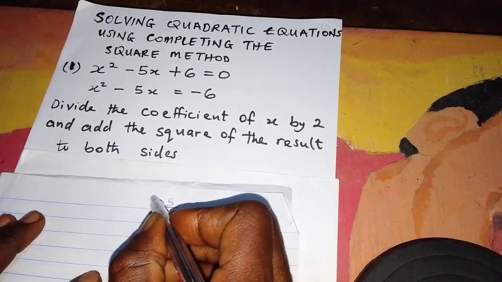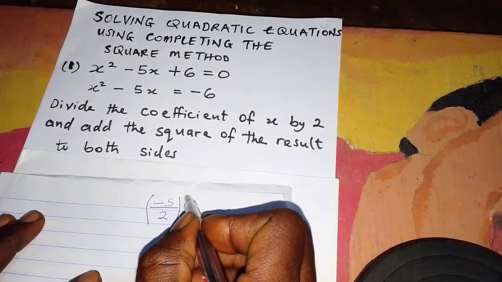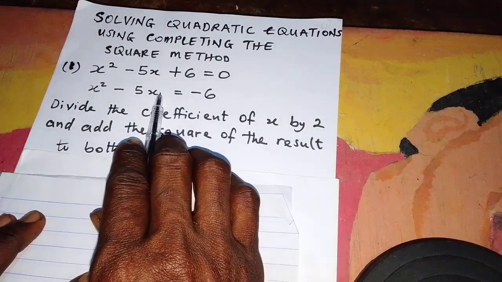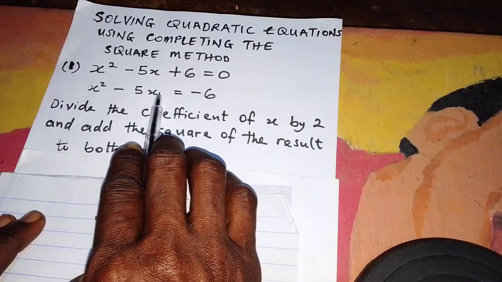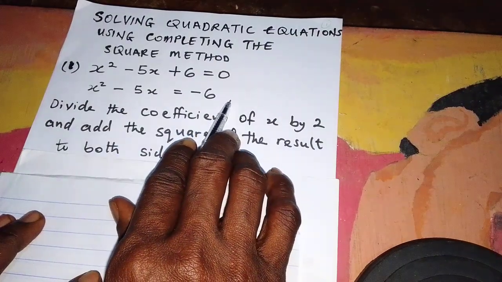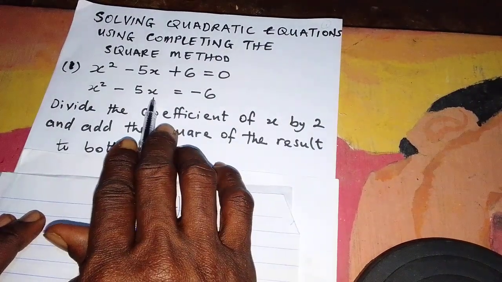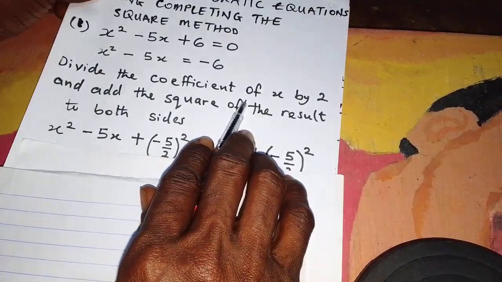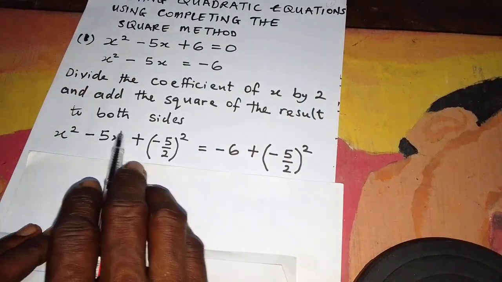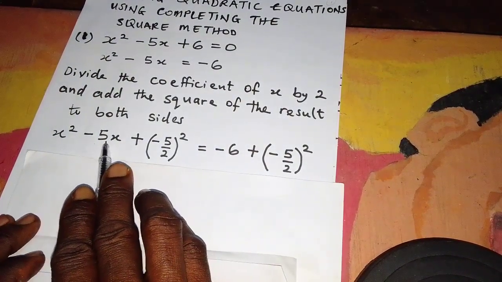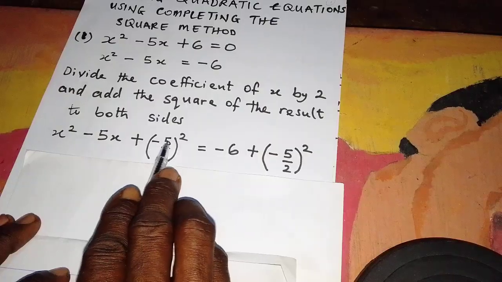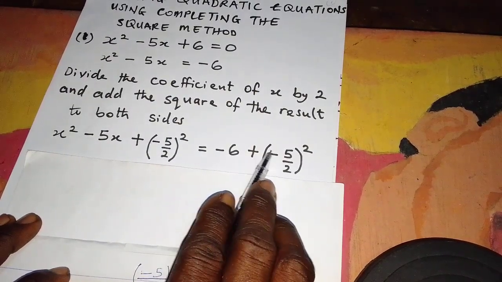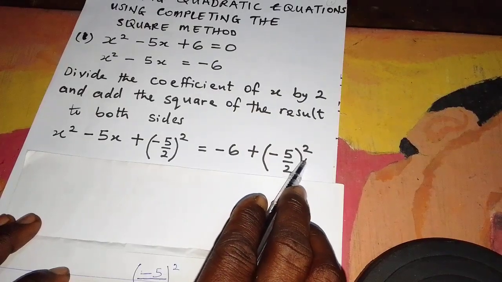Then you add the square, making it minus 5 over 2 squared. You add it to the left hand side, then you add it to the right hand side. Whatsoever you do to the left hand side, you do to the right hand side. So that's the reason you're having x squared minus 5x plus minus 5 over 2 squared is equal to minus 6 plus minus 5 over 2 squared.